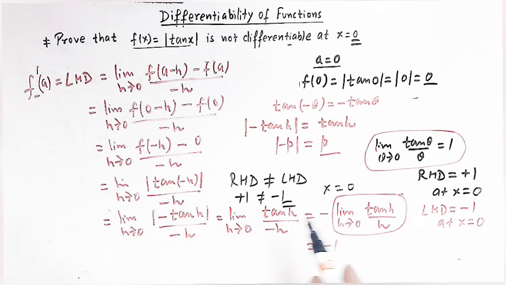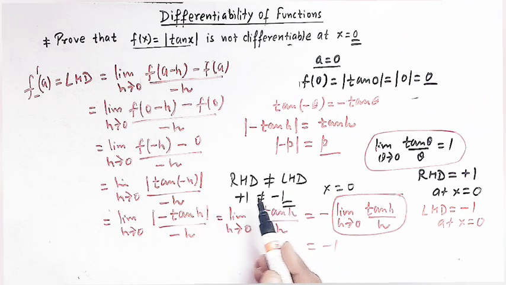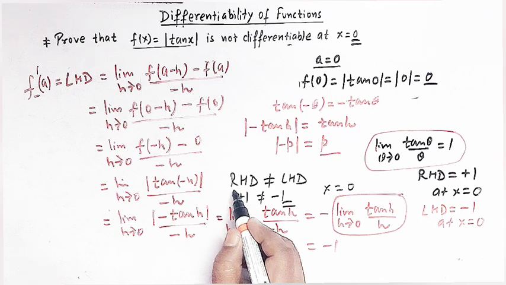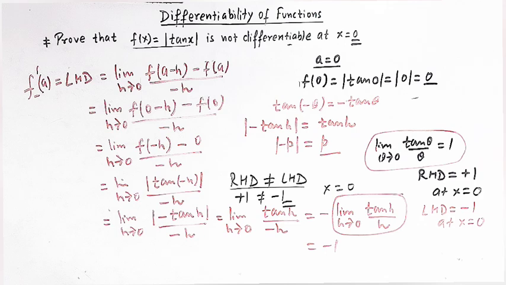And this suggests that this function is not differentiable at x is equal to 0, because the condition for differentiability of a function is that the right hand derivative and the left hand derivative both exist. They should be finite, and in addition to this, the derivatives should be equal to each other. But in this case, the two derivatives are not equal to each other. Hence we can claim that this function is not differentiable at x is equal to 0.